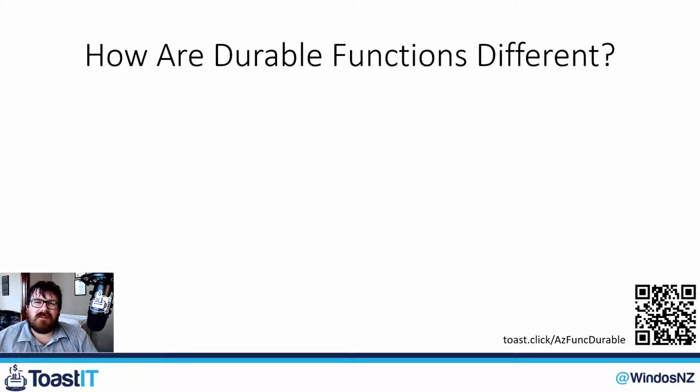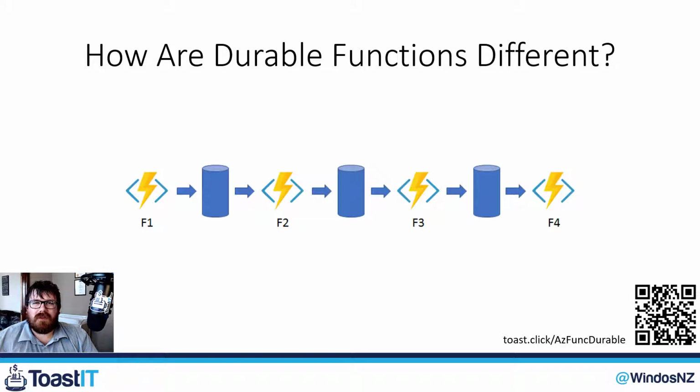So durable functions are just an extension that sit on top of Azure functions, enabling a number of stateful application patterns. There's currently 3 supported with PowerShell, with a couple more on the way. The first being function chaining. This is where you've got a number of functions, and they pass their output as input to the next function down the chain.